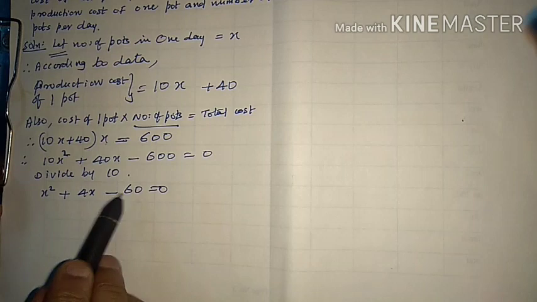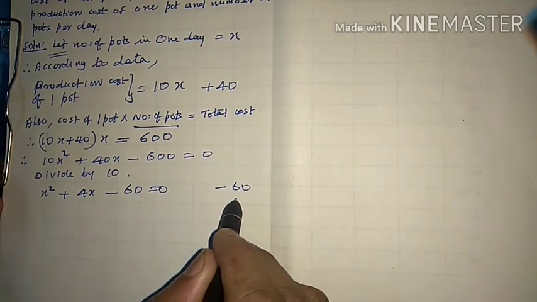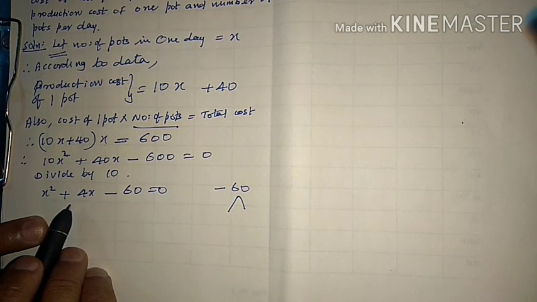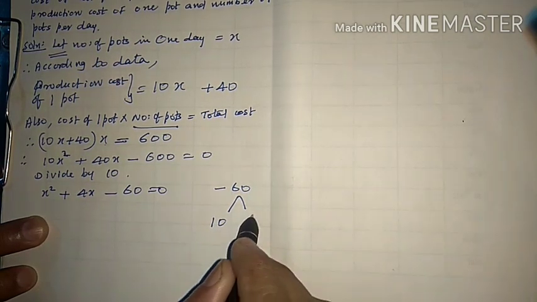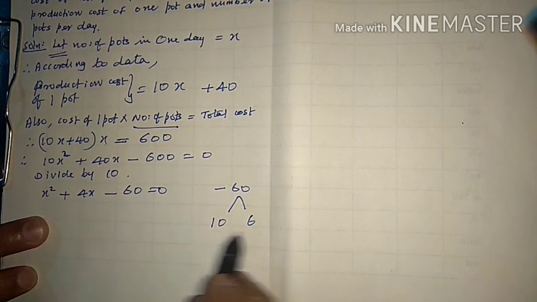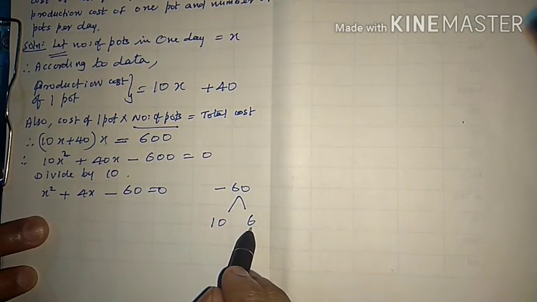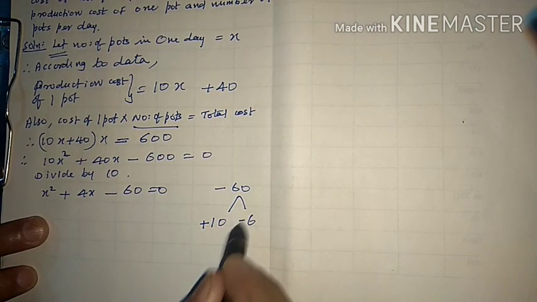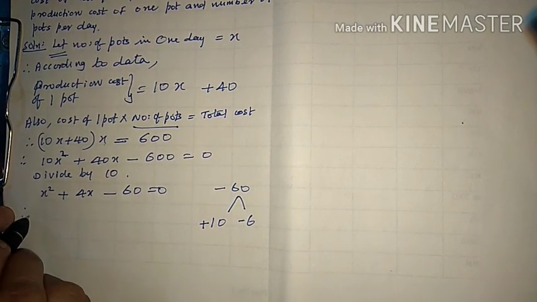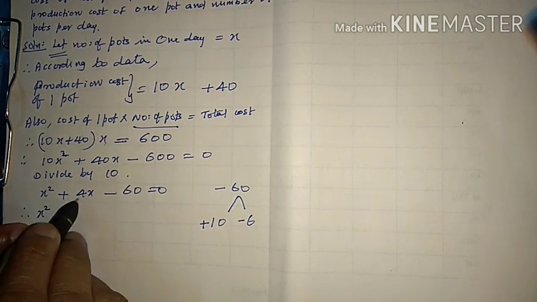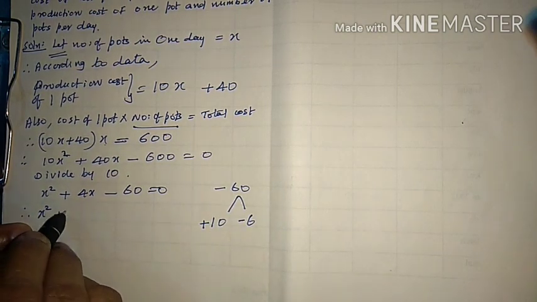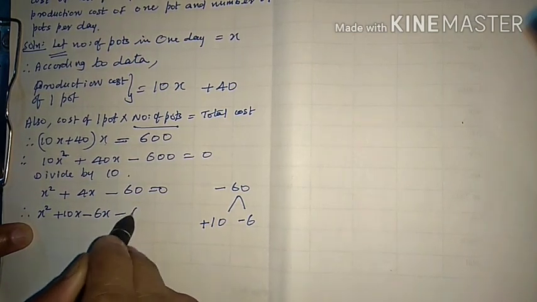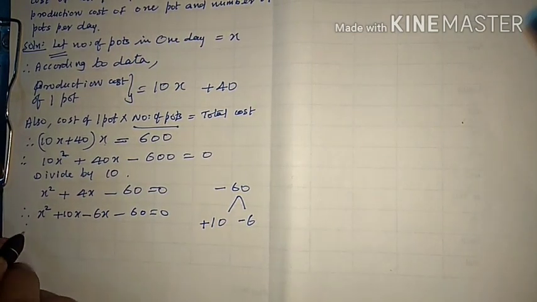Now the product should be 60, and the difference should be 4. It's very easy. 10 sixes are 60, and 10 minus 6 is 4. So the greater number takes plus, the smaller number minus. So x square plus 4x becomes x square plus 10x minus 6x minus 60 equals 0.